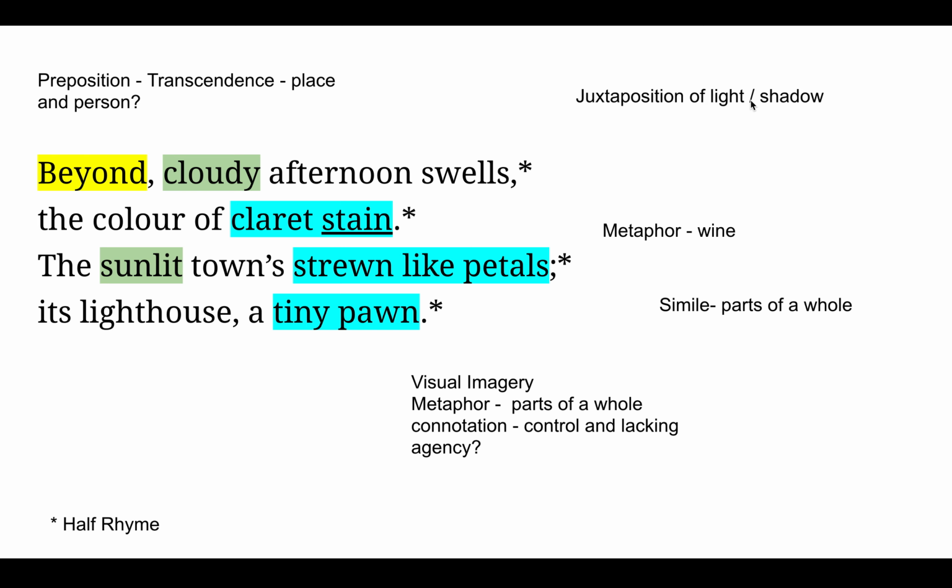I've got here, there's a juxtaposition of light and shadow. So you've got the cloudy afternoon swells, and then in the very next line, you've got the sunlit town. So it is both lit and light, and it is both cloudy. And it's that tension between two things, which is characteristic of this poem.